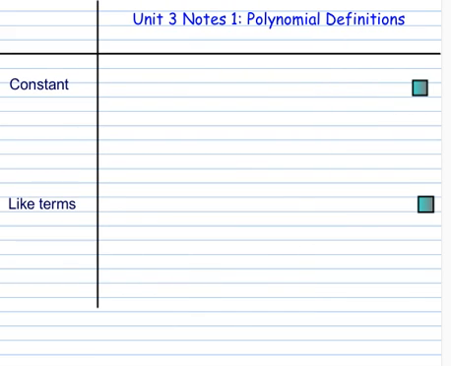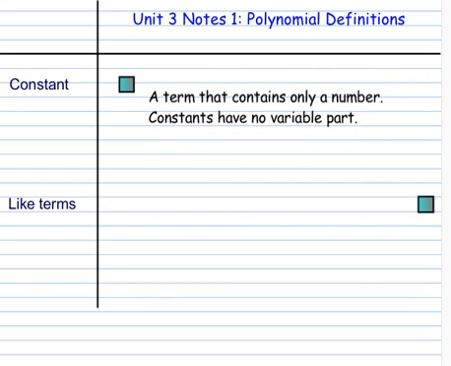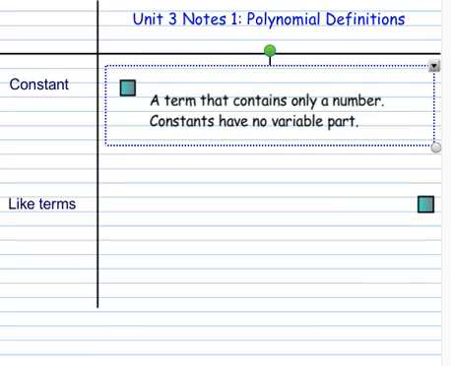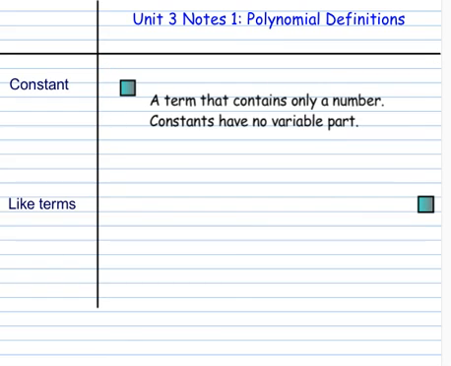So here we go, constant. Constants are the easy one. A term that contains only a number. Constants have no variable parts. So your examples here would be your favorite numbers. My favorite number is 3. Justin's favorite number is 21. 2015. Alright, those are all examples of constants.